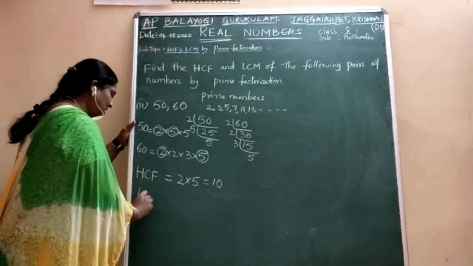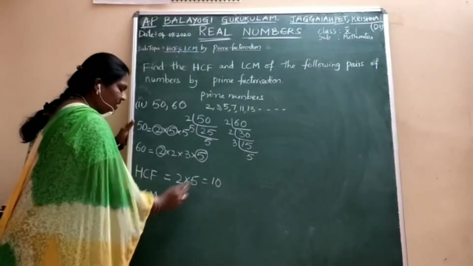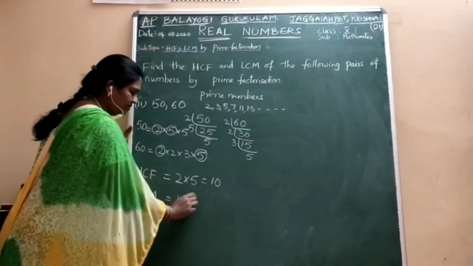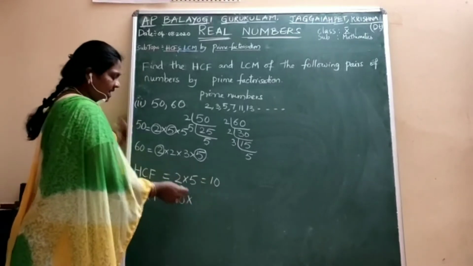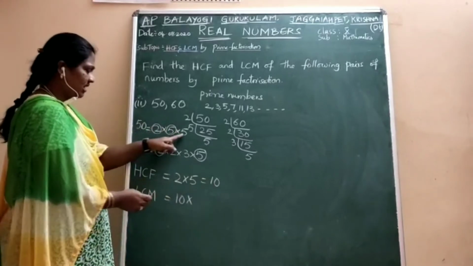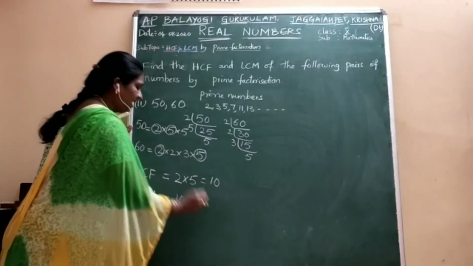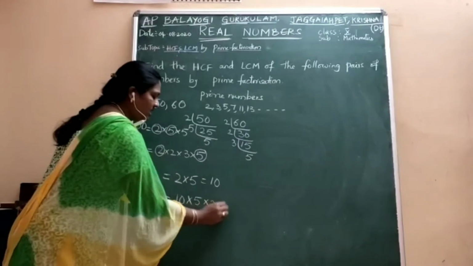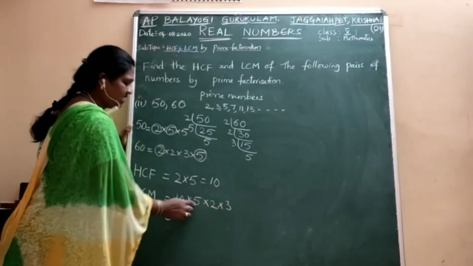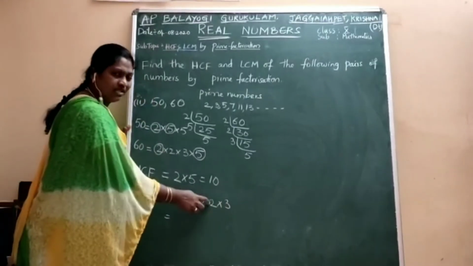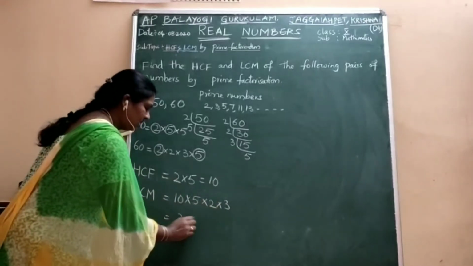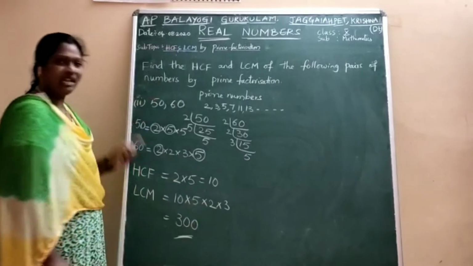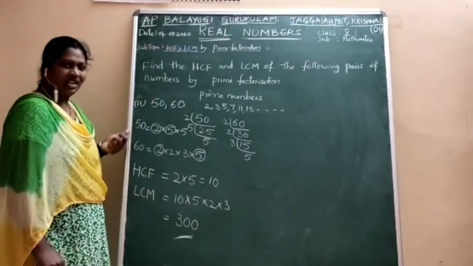So what about the LCM? First of all write the LCM as 10, and then the remaining numbers. Here 5 is remaining, and again 2 and 3. So 10 fives are 50, 5 twos are 100, 10 threes are 300. So this is the LCM of 50 and 60.